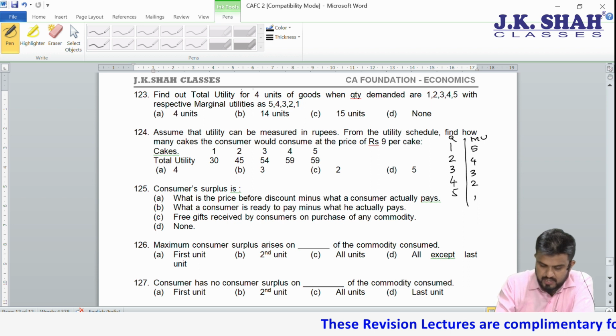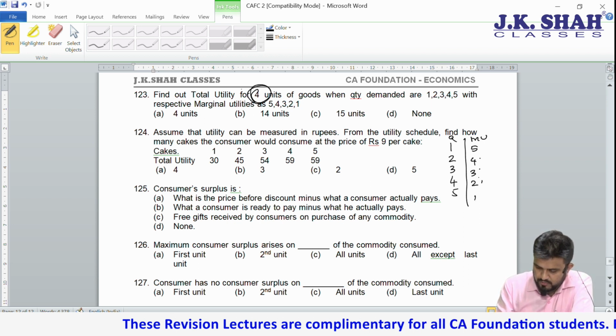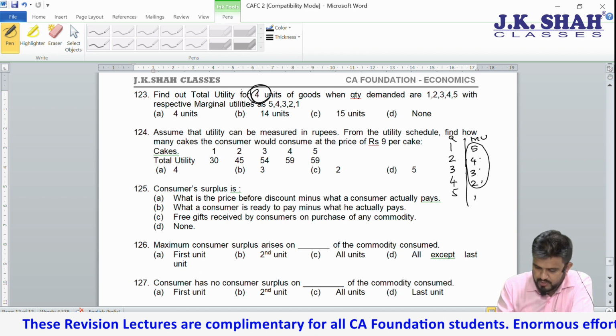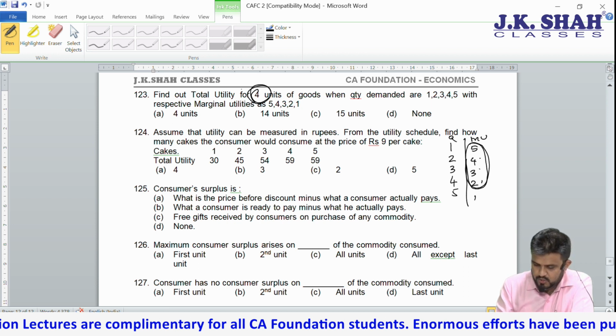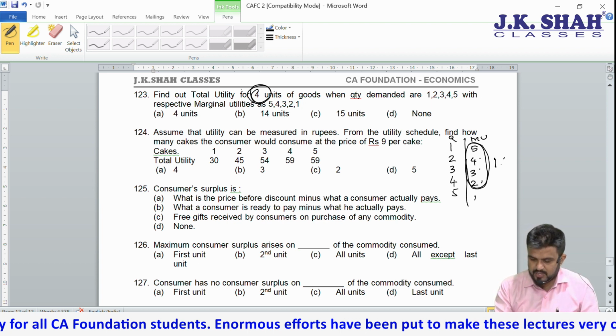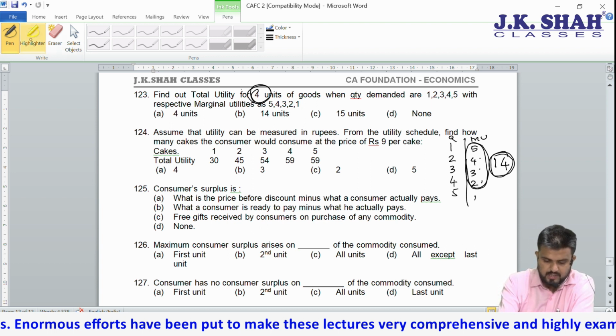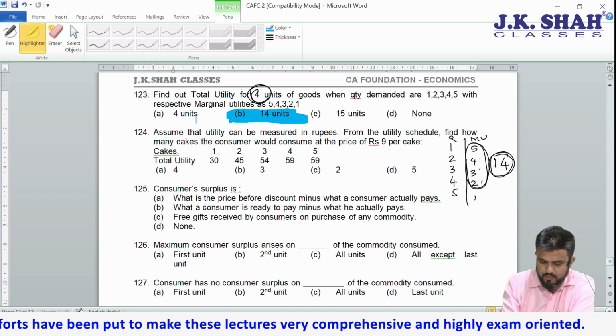So what are they asking? They are asking for 4 units. 1, 2, 3, 4. So if you add till 4 units, 5 plus 4, 9, 10, 11, 12, 13, 14. Answer is 14. So correct answer is B, 14 units. Very simple.